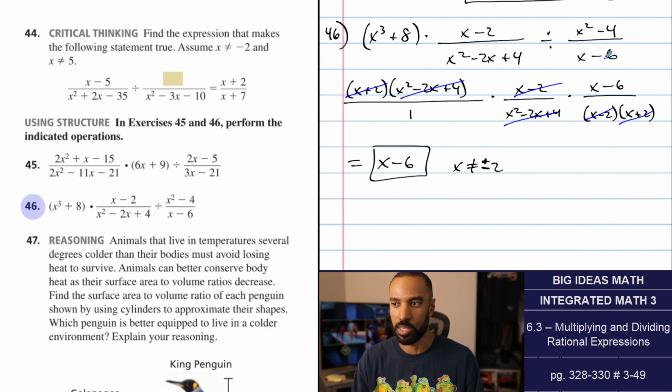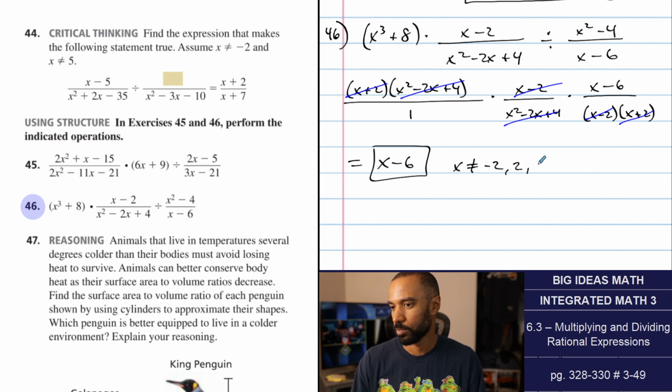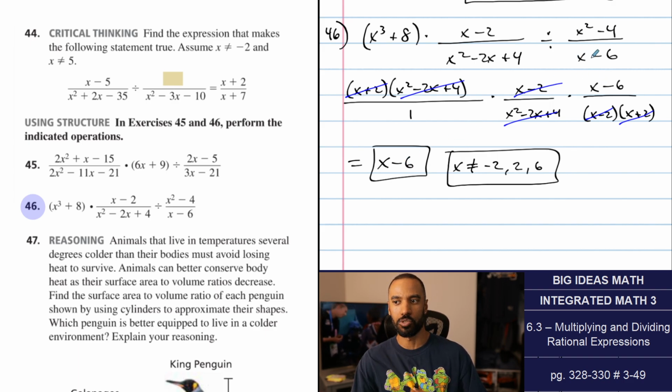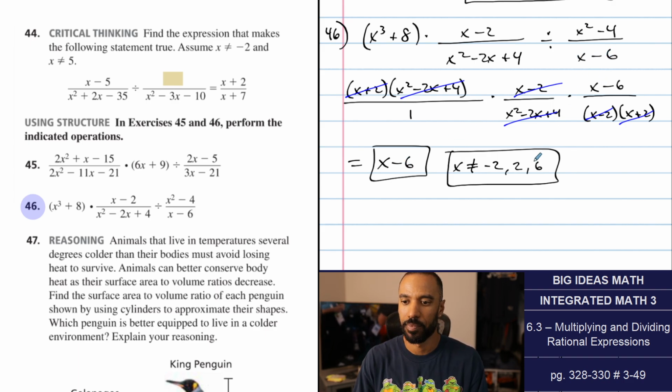Oh, the x minus 6 was in the denominator. So now also that one. Let me separate these then. X can't equal negative 2, positive 2, or positive 6. Despite, you're like, oh, what about here? It was originally in the denominator.